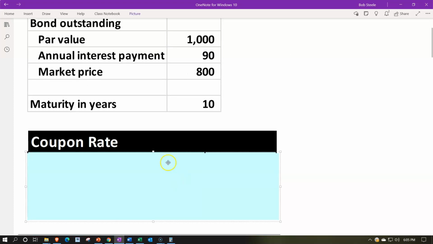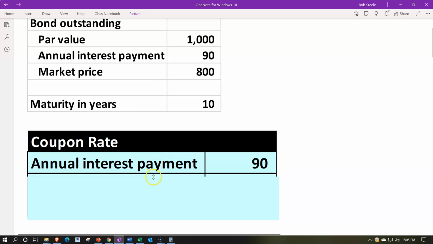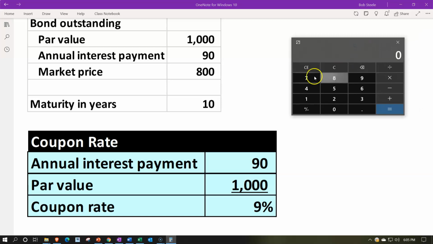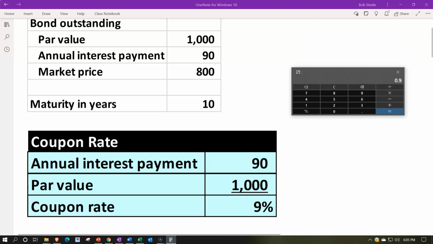So first, let's look at the coupon. We weren't given that, but we were given the $90. So if we have the annual interest payment, comparing that to the par value of $1,000, that gives us our coupon rate of 9%. That being the rate we can imagine like on the bond or part of the bond. And that's going to be 0.09, or 9%.